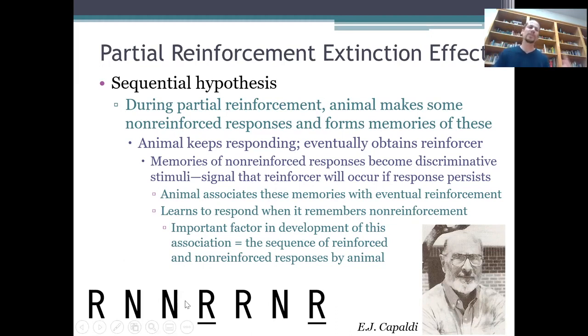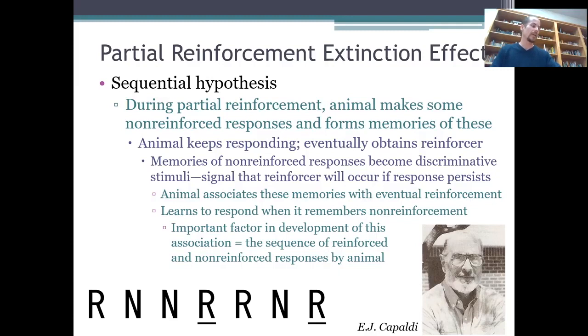So like I said, the frustration hypothesis, the sequential hypothesis, they're similar explanations because they're both saying that during partial reinforcement, the animal associates something with the reinforcer that it eventually gets. The difference is just that the frustration hypothesis says it's the animal's feelings of frustration that it associates with eventual reinforcement. And again, the sequential hypothesis says it's memories. It's more cognitive. It's a memory of non-reward that the animal associates with eventual reinforcement.